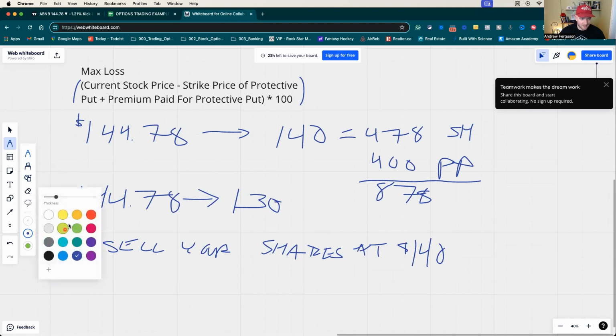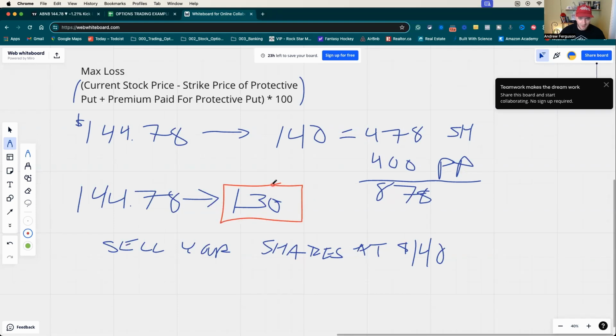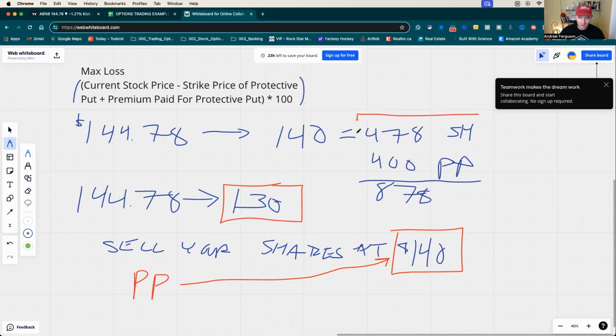Let me change this up. This is important. You have to understand this. The stock's trading at 130 in this example, but you can still sell your shares at 140 because that is the protection that your protective put gives you. It gives you this ability to keep that on the table. So in essence, your max loss scenario is still this same calculation up here, even though the stock price is trading $10 lower at 130 per share.